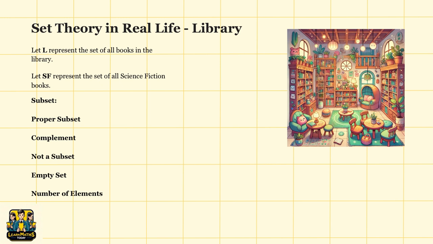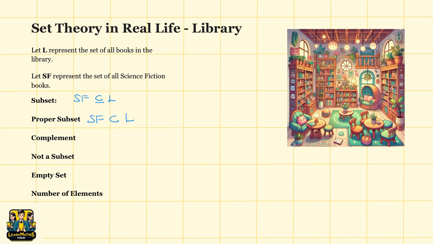We know that every book in the science fiction section is also a book in the entire library. So we can say that SF is a subset of L, because every element in SF, meaning every book in SF, is also in set L. The science fiction section is a proper subset of the set L because it contains some, but not all the books from the library. There are other books in the library that are not in the science fiction section. For example, there are history books or romance books. So we can say that set SF is a proper subset of set L.